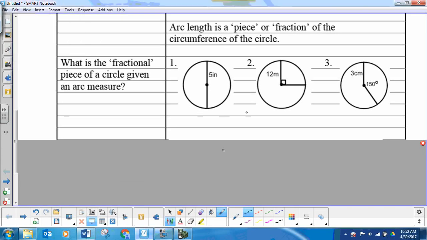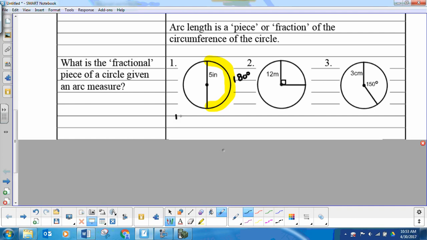All right, so now that we know generally what an arc length is all about, let's talk about how we come up with the fraction or the portion of the circle that matters to us given an example. Here in number 1, we can see a diameter has been drawn, and I care about the fraction of the circle that's on the right-hand side here, and we know that this diameter will give us a 180-degree arc measure.